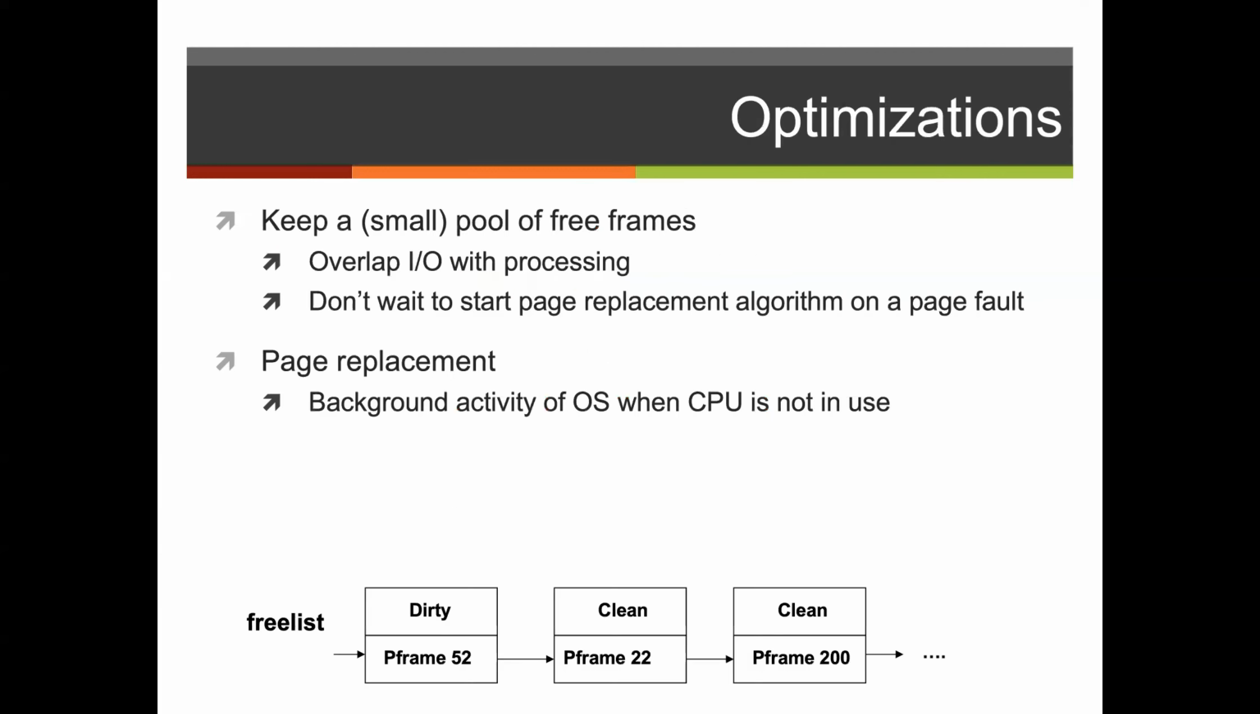If we have our free list of page frames, what we want to do is look for a clean page frame. Since the first page frame in our list is dirty, we move on to the next. This one is clean, and that then becomes our victim.